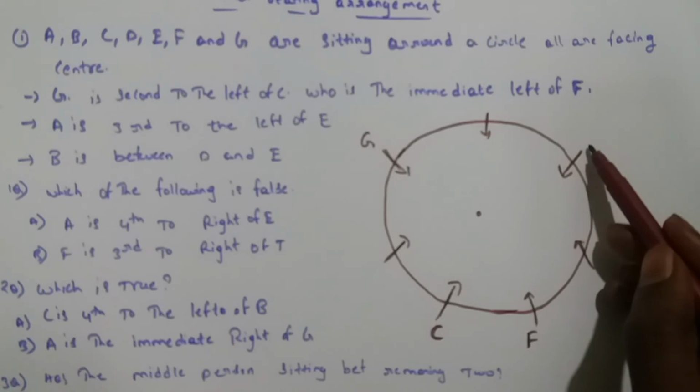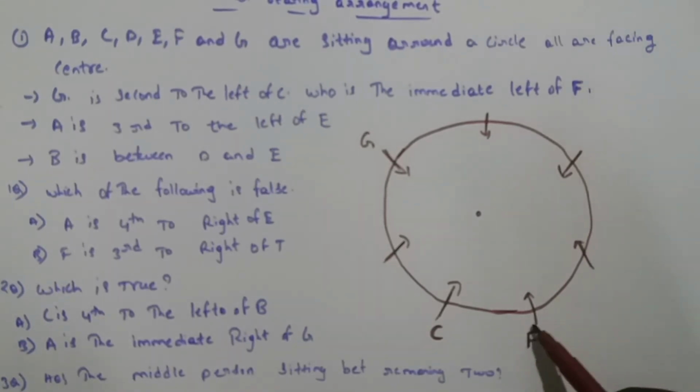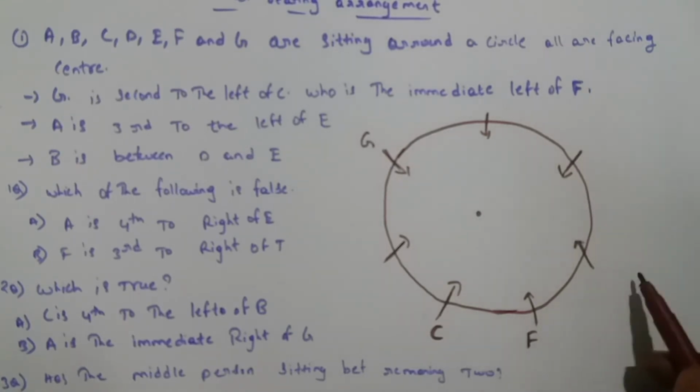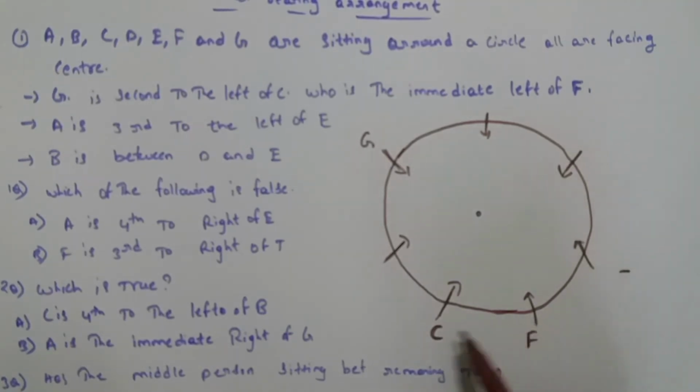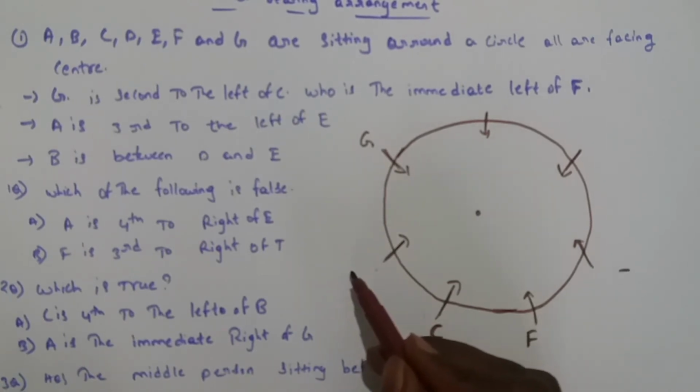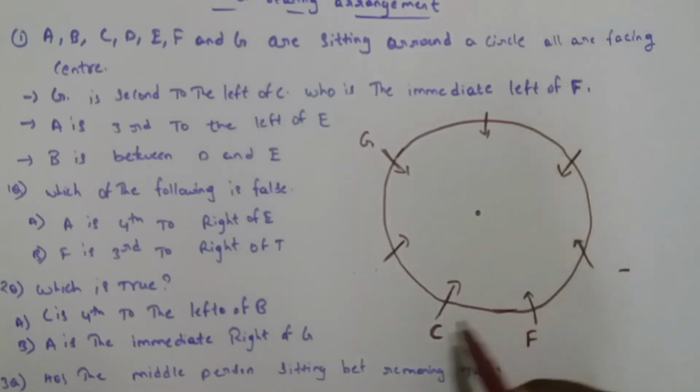A is third left to the E. Now suppose if you take E here, now see 1, 2, 3. No, here also already a value is existing, so that E doesn't satisfy here. Suppose if you take E here, see here 1, 2, 3. Here the value may satisfy. Okay, so here we will get A. It is the right side, it is the left side.